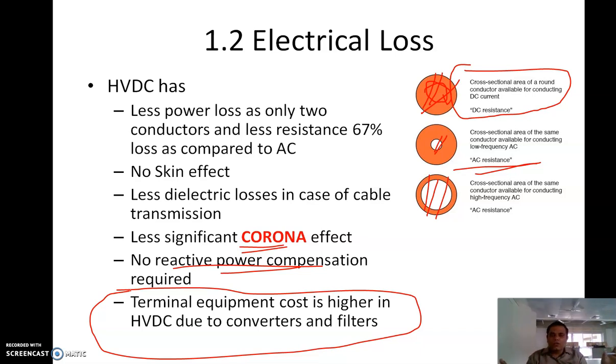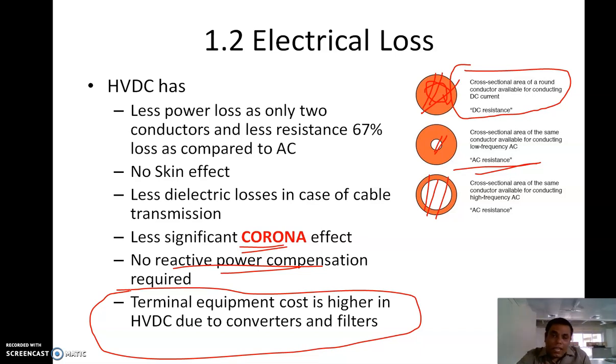So there are two converters at two places, sending end and receiving end, and these two converters use power electronics, and the cost of this power electronics is way too high as compared to AC systems, because AC systems simply require a transformer. They don't require any kind of conversion and inversion. So the cost of this terminal equipment is much higher, and it also requires a lot of filtering. So this particular cost offsets the advantages which HVDC is giving you in terms of the right of way, and in terms of reduction of the conductor, in terms of skin effect and all, right?